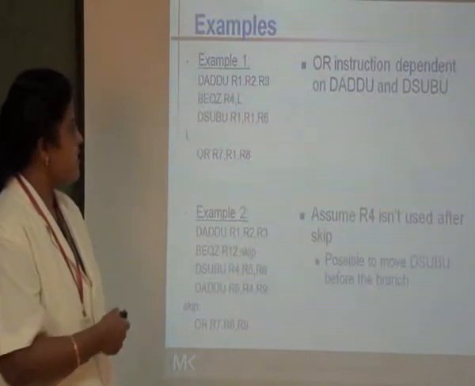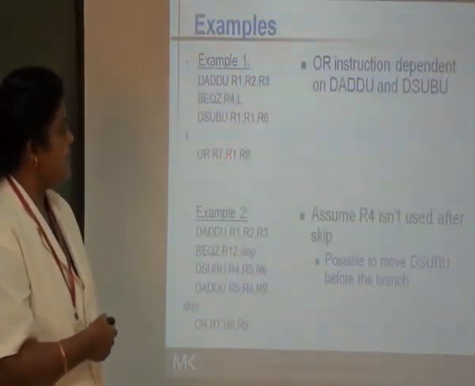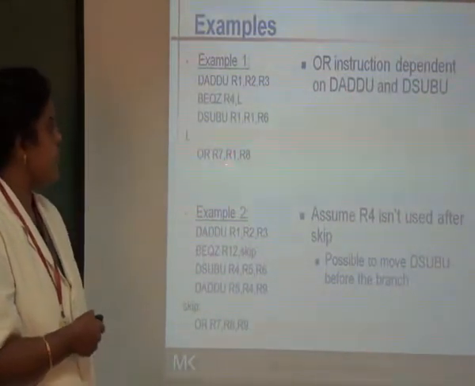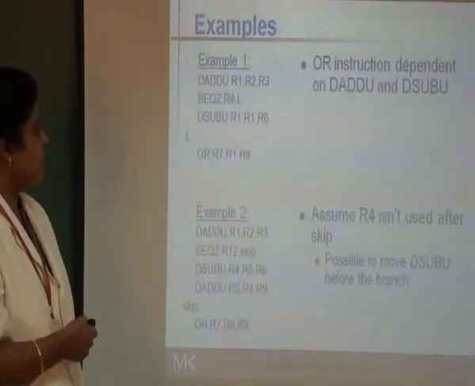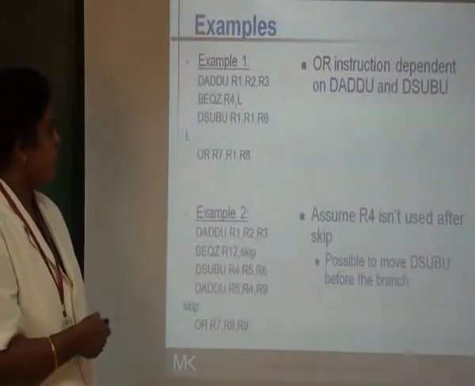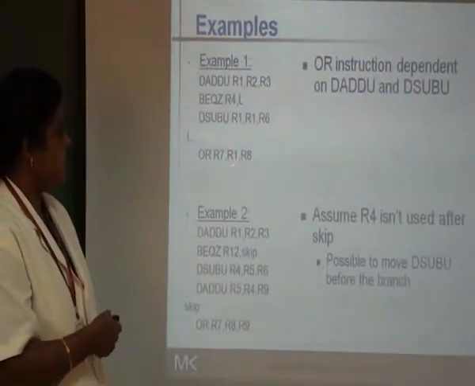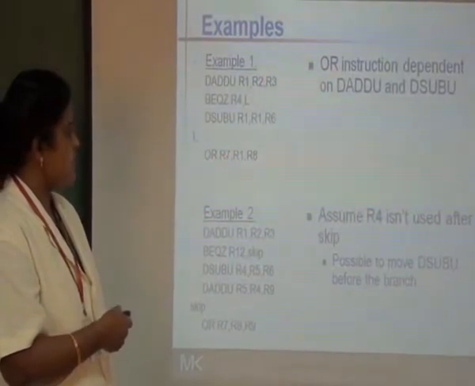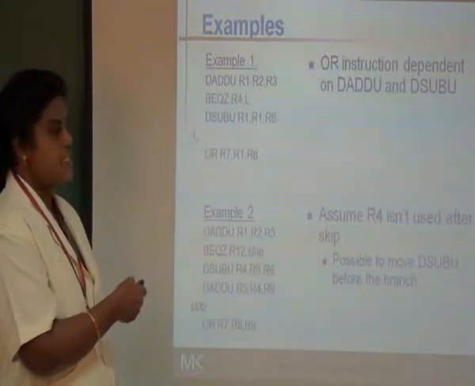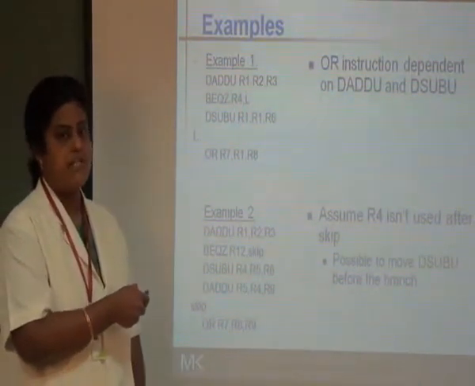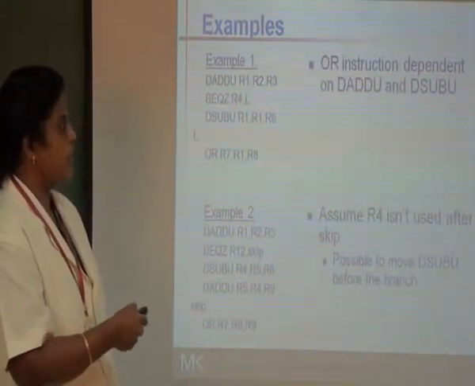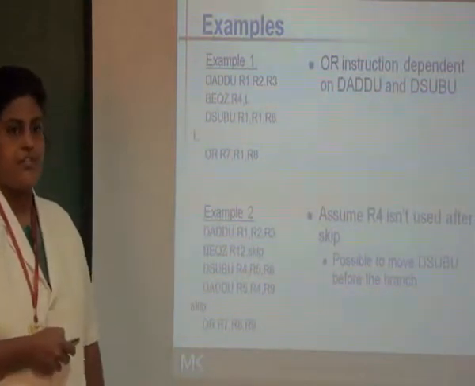instruction. In these cases, what actually happens is the OR instruction is dependent on the double add and the double subtract instructions, because the OR instruction makes use of the results available in the register R1 as a whole. So here our OR instruction makes use of this R1 content, and so this OR instruction can be executed only after proper execution of these two instructions, double add as well as double subtract. Therefore, we say that this OR instruction is dependent on double add as well as double subtract operations.